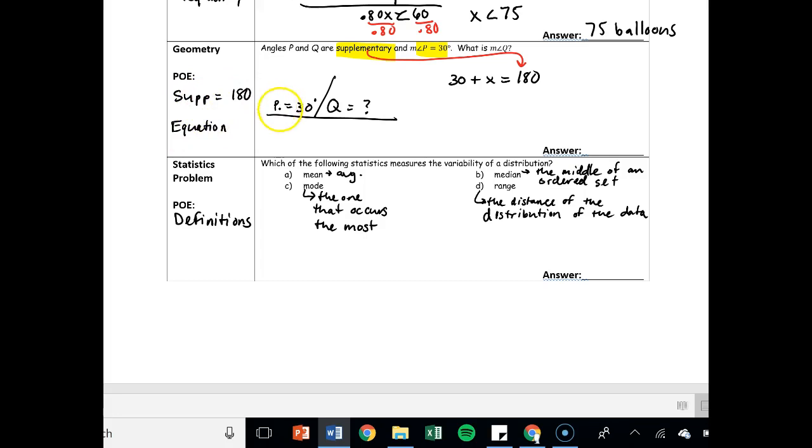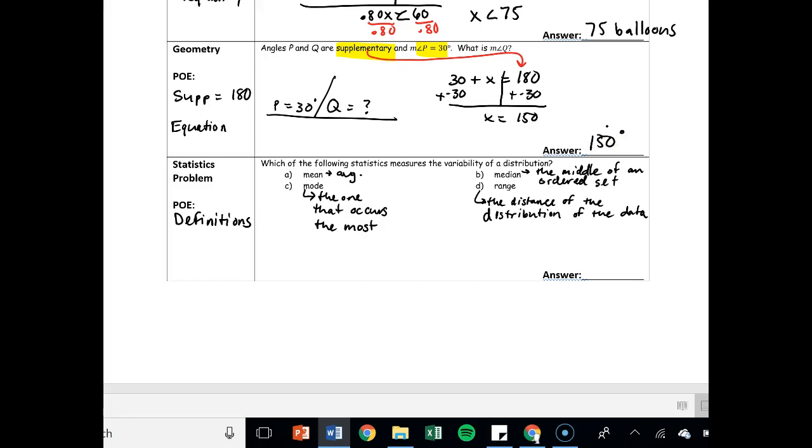I'm going to write an equation. So I have P is equal to 30 degrees. What's Q? That's simply 30 plus x equals 180. Why 180? Because they were supplementary. So I'll go ahead and add negative 30 to both sides. And in this case, I get my answer of 150. So the measurement of angle Q is 150 degrees.